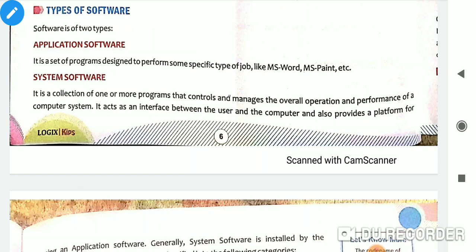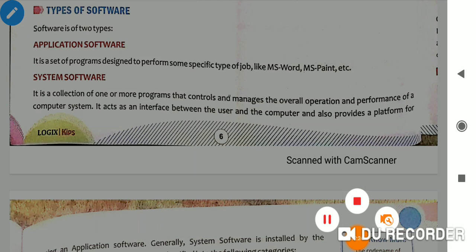Or if you want to write something on the screen, like you want to write your resume or an essay, in this case you need to open MS Word. So MS Word is a software that is used to write any essay or anything in text form. Or if you want to draw something on the screen, then you need MS Paint software. So what is application software? Application software is the software which is used to perform any specific task.